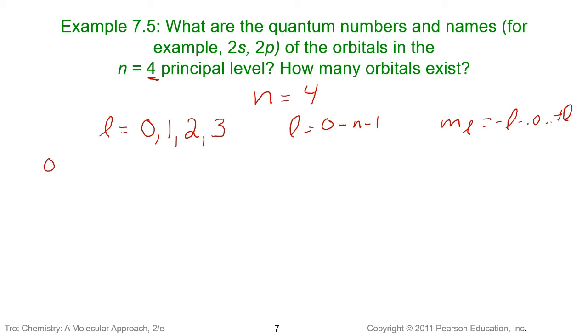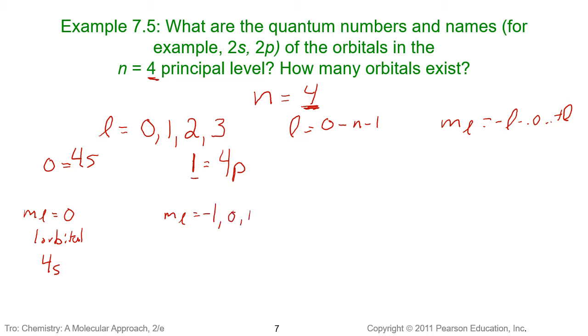If we have an L value of 0, remember, this is equal to the s orbital. Because we're in the 4th energy level, this would be the 4s orbital. Because our value is 0, our m sub L value can only be equal to 0. So in this case, we have 1 orbital, and it would be the 4s orbital. When L is equal to 1, and because we're in the 4th energy level, this would be the 4p orbital. Our m sub L values can be from -L to +L, including 0. So we can have a -1, a 0, or a 1. There are 3 orbitals.